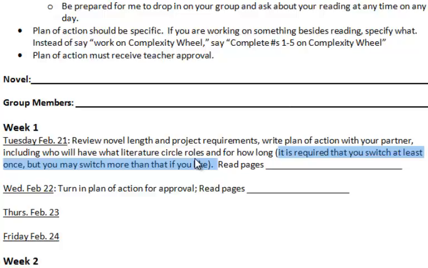That way you both, or all 4, or however many people are in your group, everyone gets to experience a different role and get a little bit more of a well-rounded experience and thought process, and look at the text a little bit differently each time.